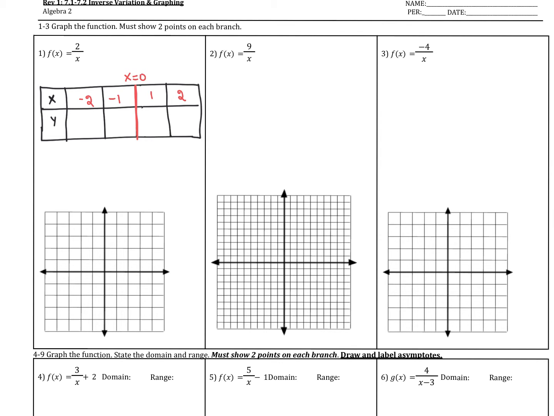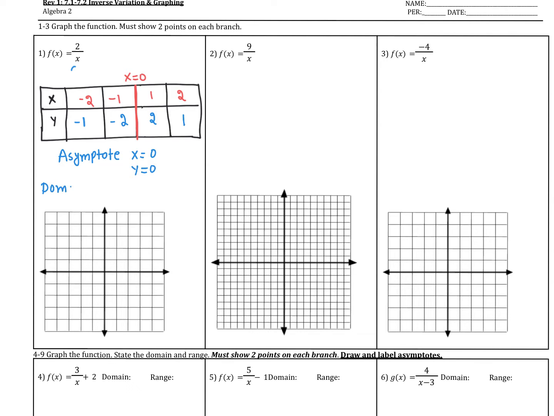When you find the y, you're going to plug this here -2. 2 divided by -2, which is going to be -1. 2 divided by -1 is going to be -2. 2 divided by 1 is 2. And 2 divided by 2 is 1. The asymptote for this one is, since there is no translation, so it's going to be x equals 0 and y equals 0.